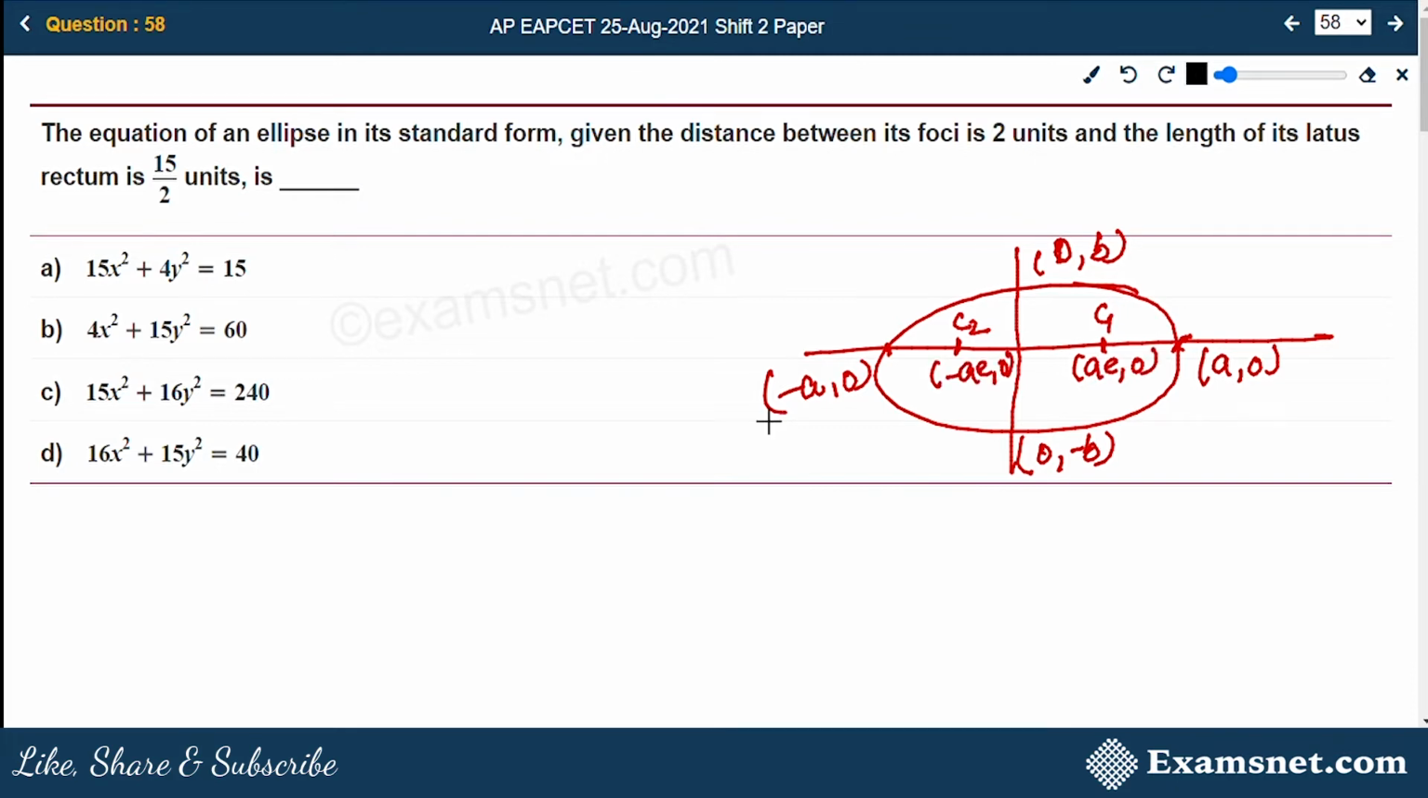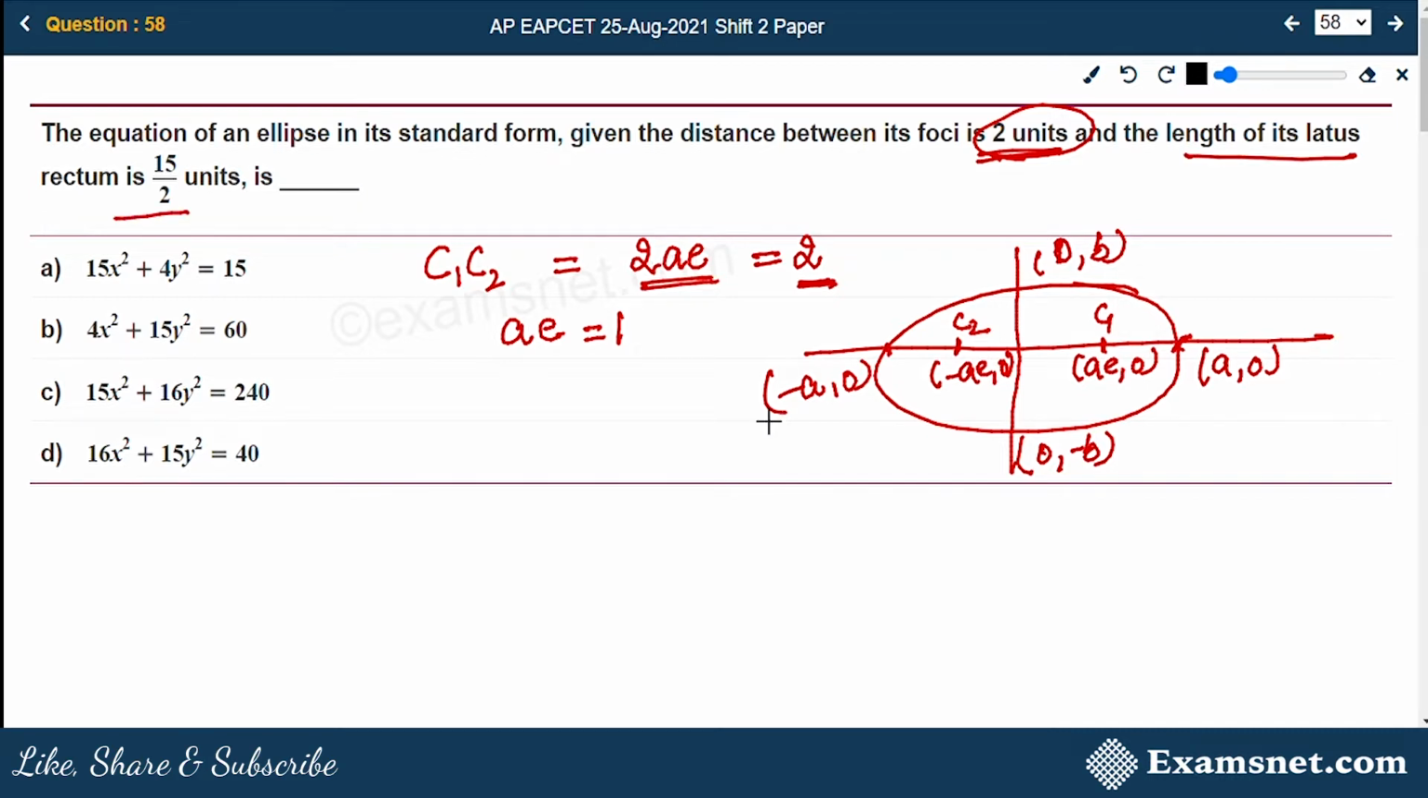Now what you have to find out, we are just given a few of the things. Let's note down what we are given. The distance between the two foci is 2, right? So the distance between the two foci, this is actually C1 C2. You can clearly see C1 C2 is twice of ae. And you are given that is equal to 2. That means twice of ae is equal to 2, which gives you ae is equal to 1. You are given one more thing. Length of the latus rectum is 15 by 2.